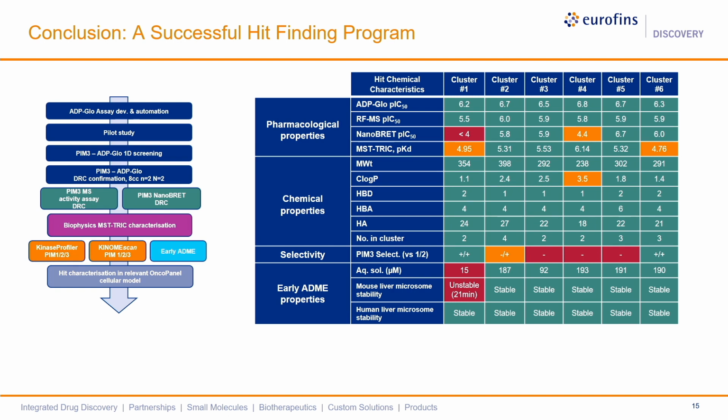In terms of selectivity, over the 6 clusters, we already got 2 clusters that show quite reasonable selectivity for PIM3 versus PIM1 and PIM2, something I was not necessarily expecting at the end of the HTS. And in terms of early ADME properties, except for the first cluster, where we have a limit of solubility, probably why we don't see it properly in a cellular context, all of the series are very stable and very soluble in PBS buffer.